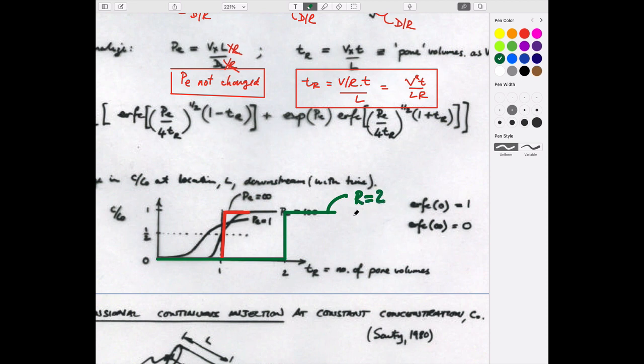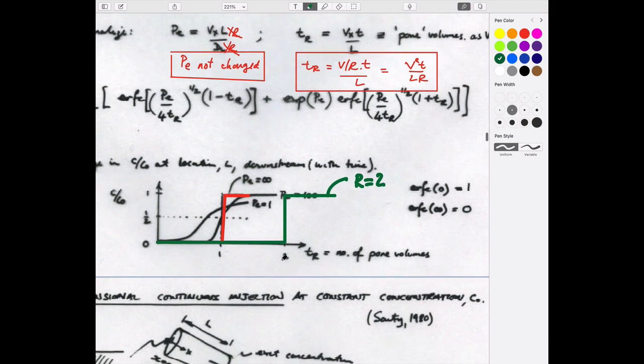That makes perfect sense. You double the retardation, it goes half as far in a given time, and so the number of pore volumes you have to get before it comes out, because you're still flowing at that same advective velocity, it takes twice as long to arrive at the downstream portion. And so we can figure that out. Okay? So that's one way to be able to do this.